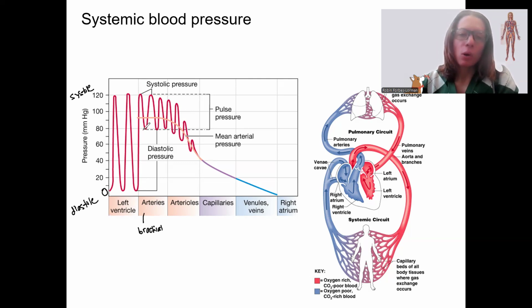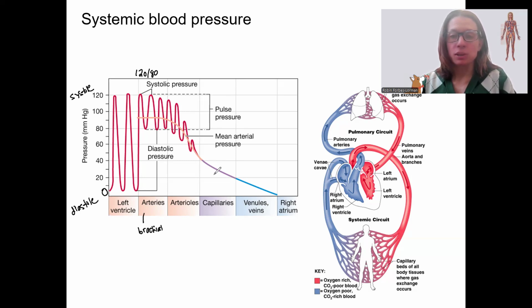So 120 over what's that? 80 is typical blood pressure. We're going to spend all next week talking about maintaining that pressure at the arteries so that we can have continued flow throughout this systemic circuit. Notice blood pressure does drop dramatically throughout circulation.